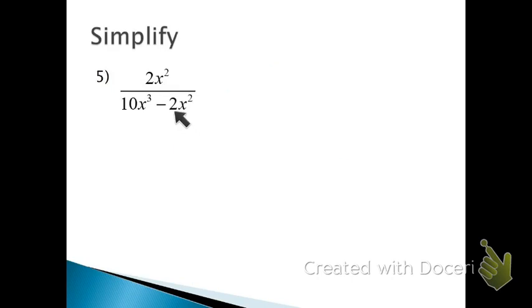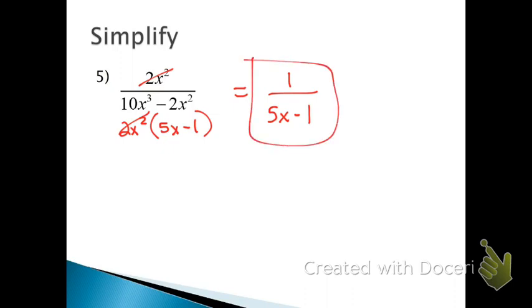Okay? So this one, I have a monomial, 1 term, over a binomial, 2 terms. So what do they all have in them? 2x squared. So if you factored out that 2x squared in the denominator, you're left with what? 5x minus 1. So when I cancel the 2x squareds, what's my simplified rational expression become? 1 over, thank you, Minachi, 5x minus 1. There we go. Circle that answer. We good? All right.